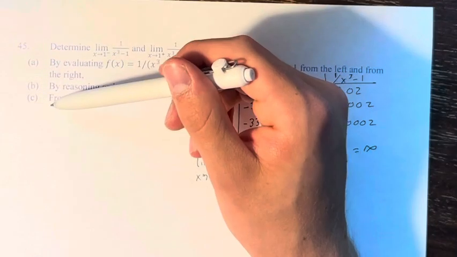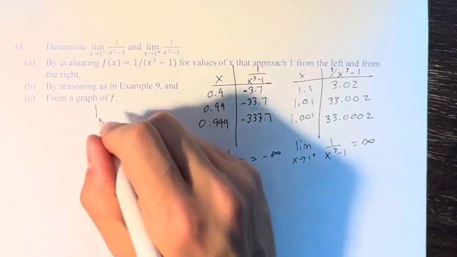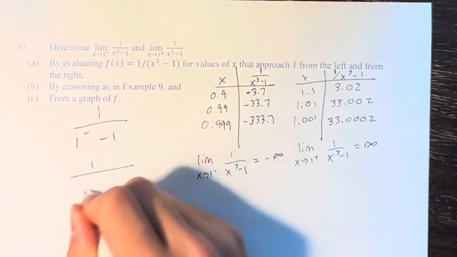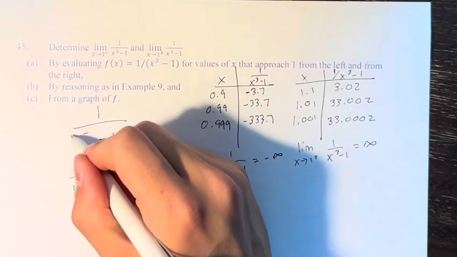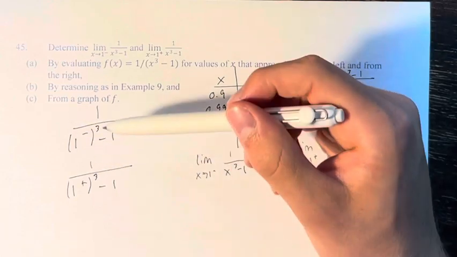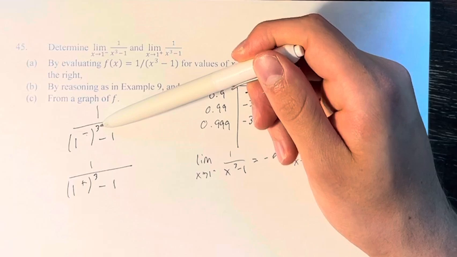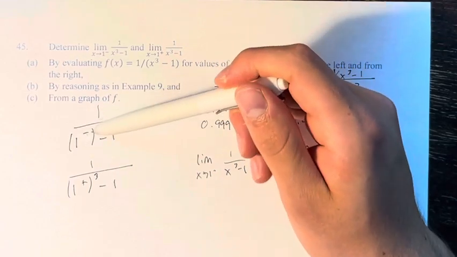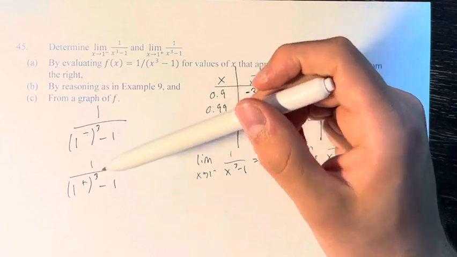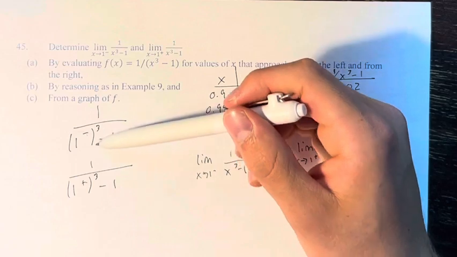We're also asked to do it by reasoning as in example 9. So what does it mean to reason through it? Well, if we have 1 from the left, minus 1, and 1 from the right, minus 1, if we cube these values, what is that going to approach? If we take a number that's slightly less than 1 and cube it, we're also going to get a number that's slightly less than 1. If we subtract 1, we get a number that's very, very close to 0, however it's slightly less than 0.